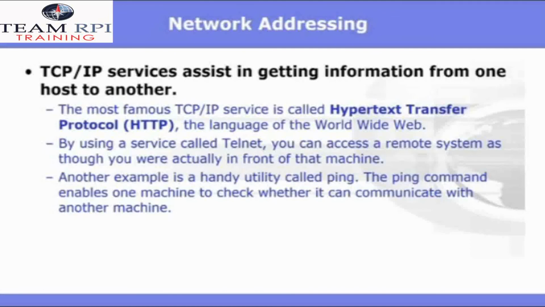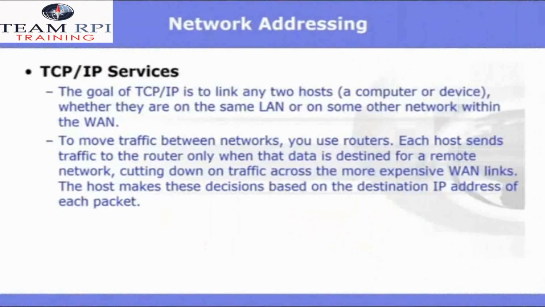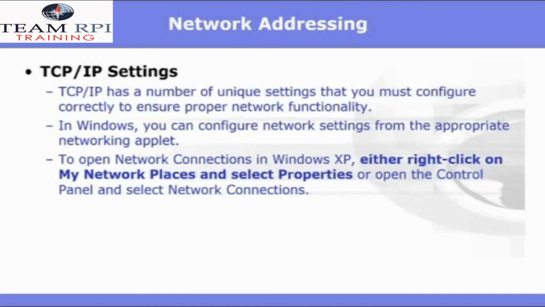There are several ways that you can test your machine's connectivity to the network and the internet. One of the most handy is called ping. So understand that the goal of TCP/IP is to link hosts together, or to link multiple networks. To move traffic between those networks, we need to use a router, and each host sends the traffic to the router, and that router then forwards it on.